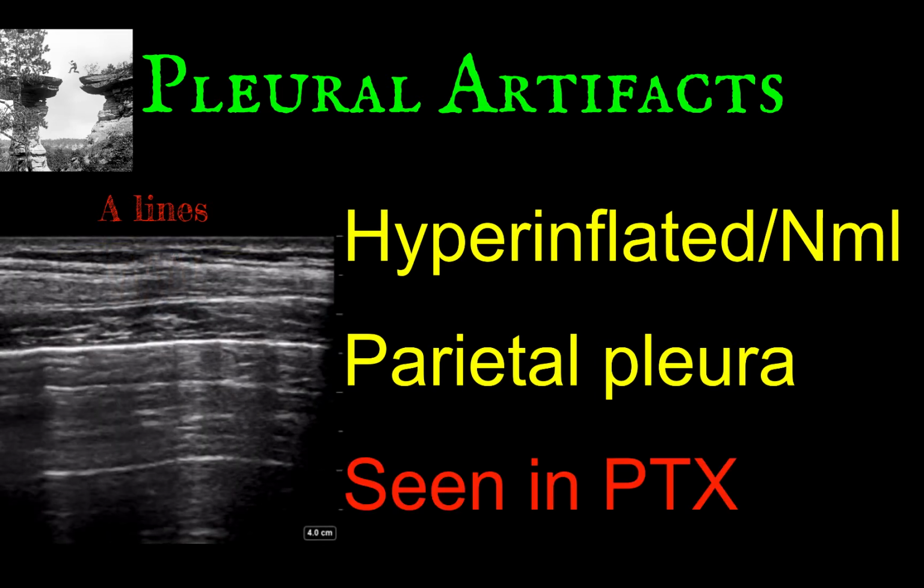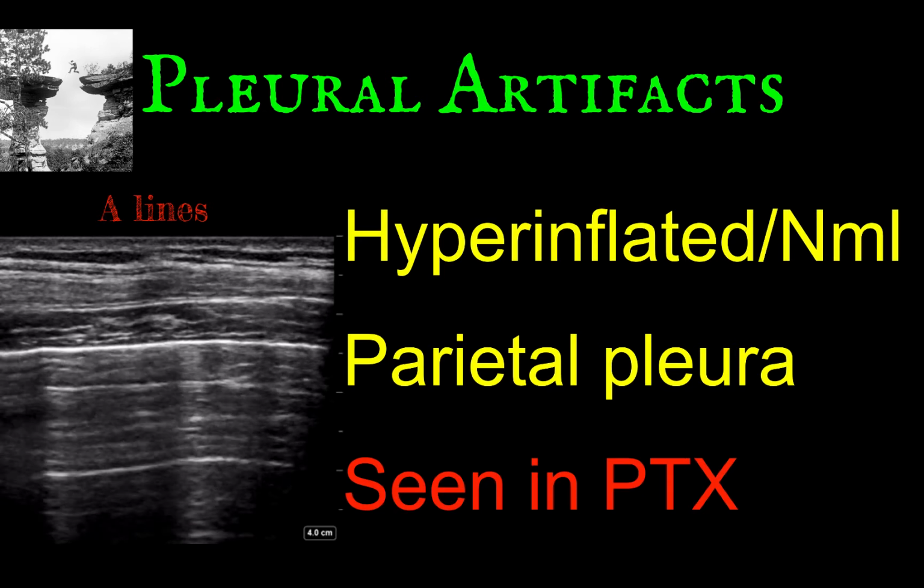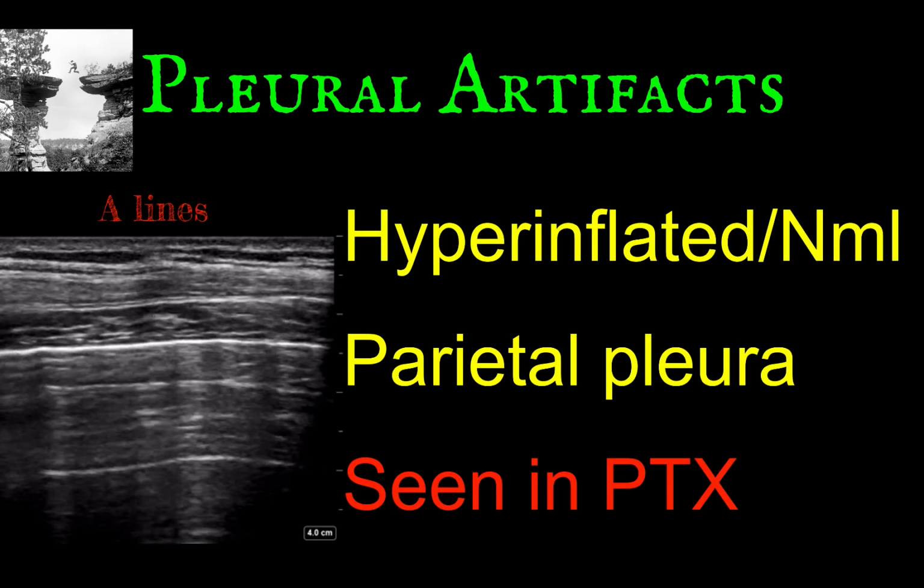Here's a good example showing A-lines persisting at the lung point on both sides of the lung point. So on the left is the lung point here, and on the right is an area of no sliding.